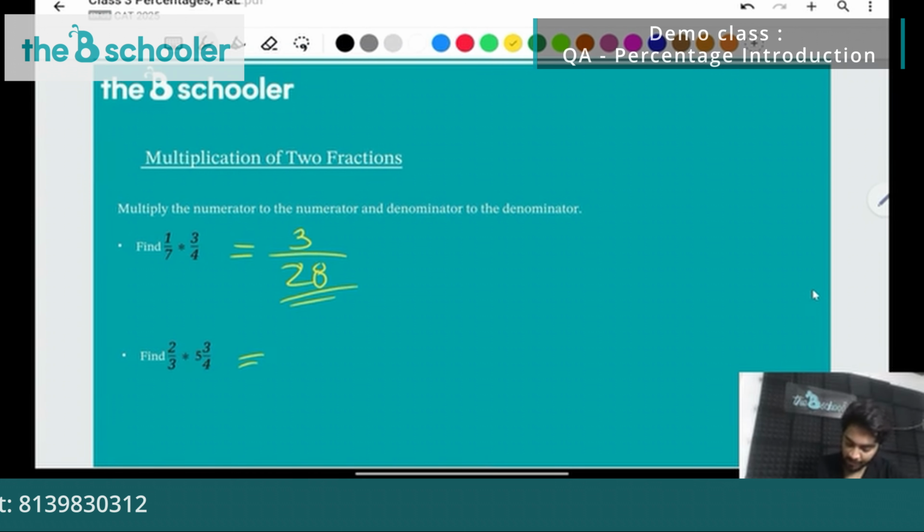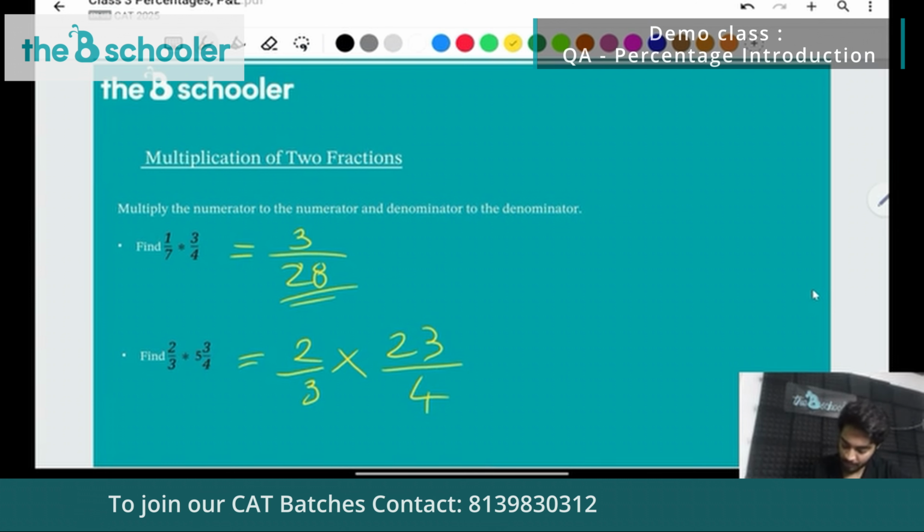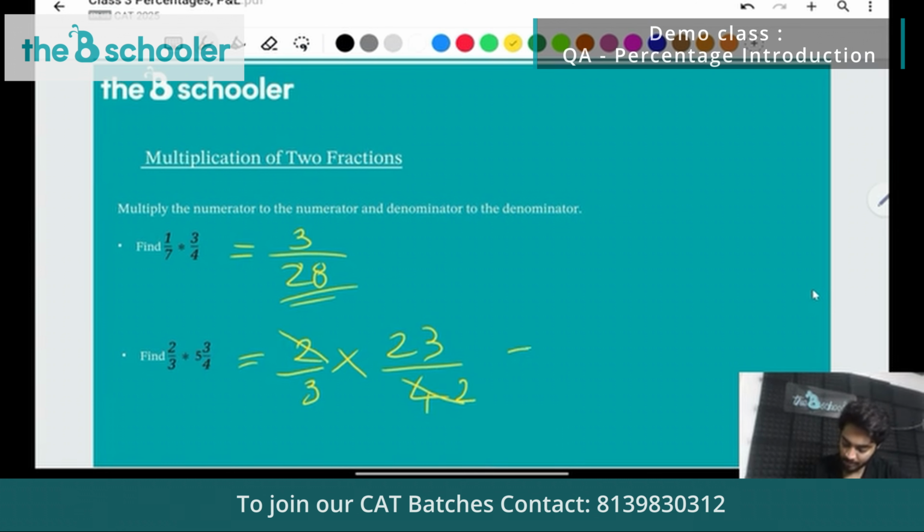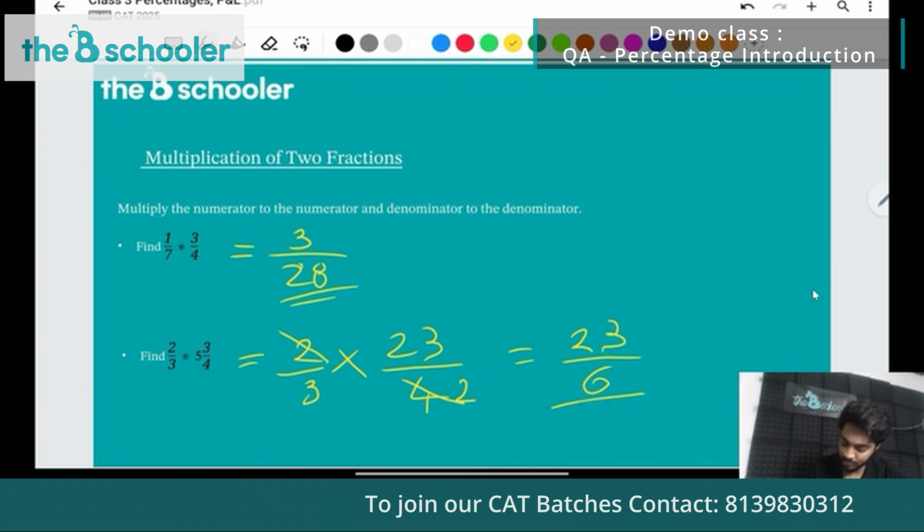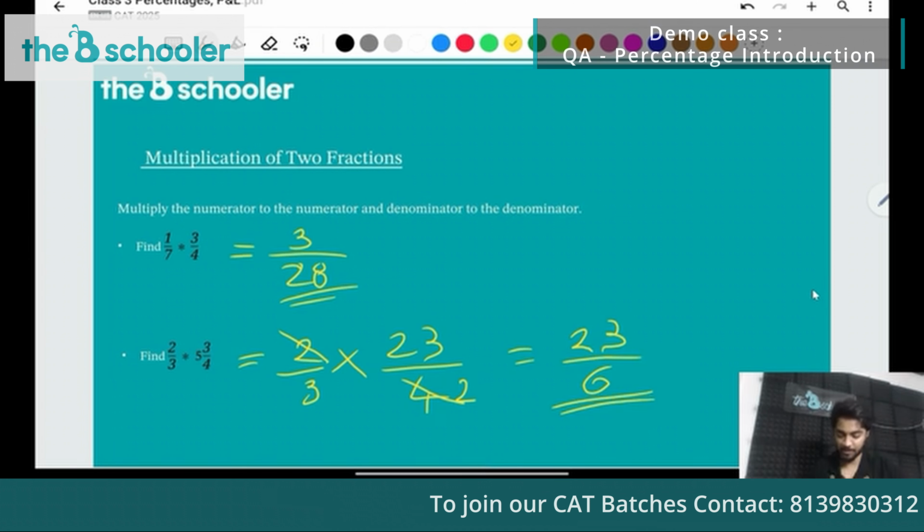So first we should convert this mixed fraction into an improper fraction. That is, it is going to be 2/3 into 23/4, right? 5 into 4 plus 3, 23 divided by 4. So now you can cancel this 2 and you can cancel this. You will get this 2, and here you will get 23 divided by 6. That is 3 into 2. You will get 6. This is the answer.